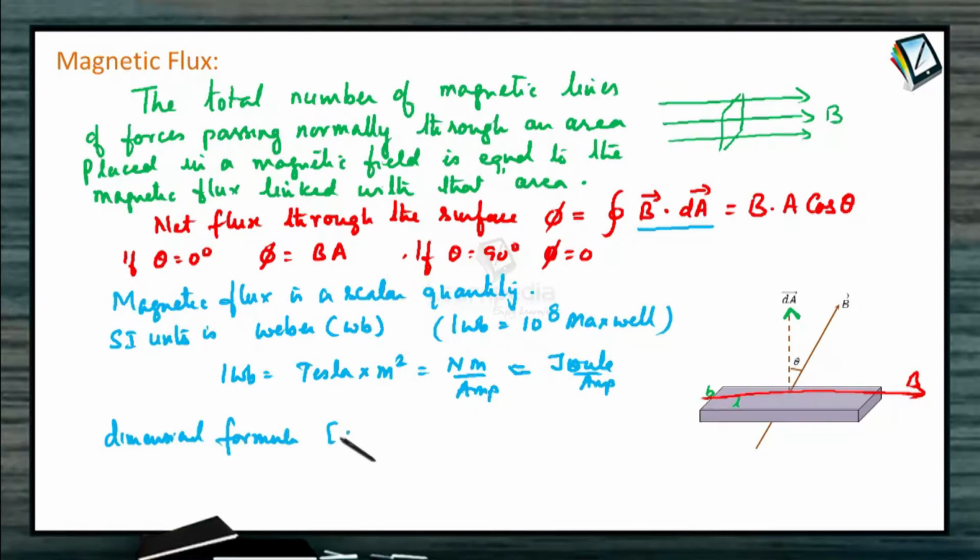Dimensional formula of phi is ML square T to the power minus 2 A to the power minus 1, A for current. So flux associated with any imaginary area is the dot product of magnetic field and the area vector. The total number of magnetic lines of forces passing normally through an area placed in a magnetic field is equal to magnetic flux linked with that area.